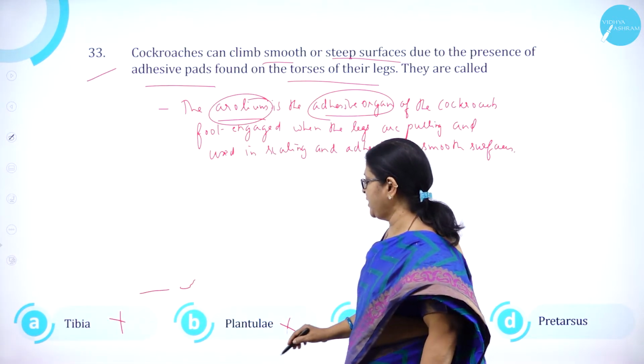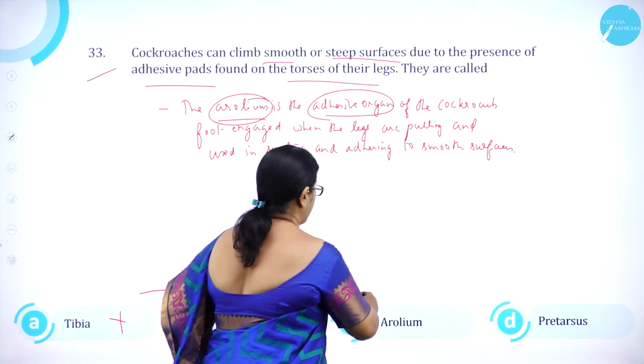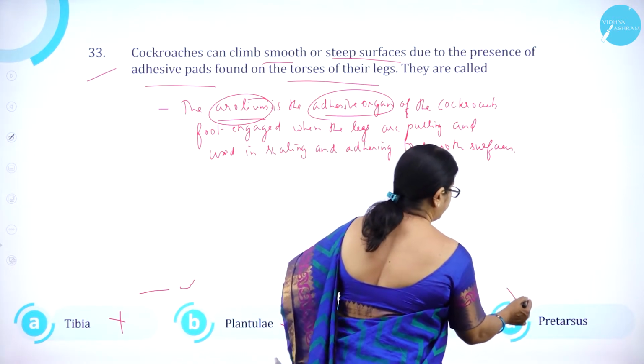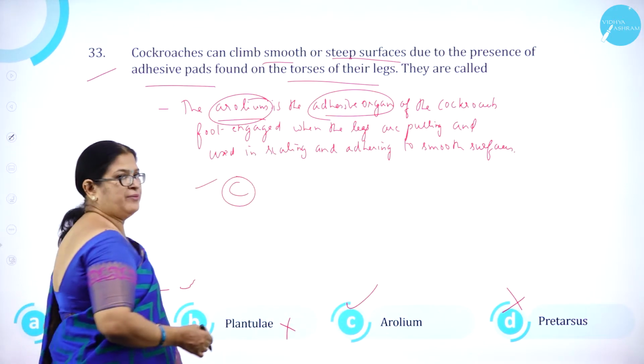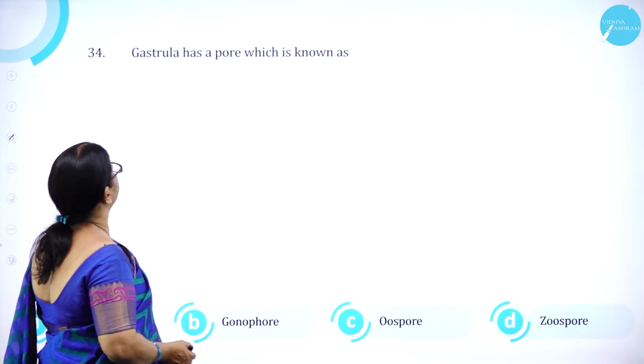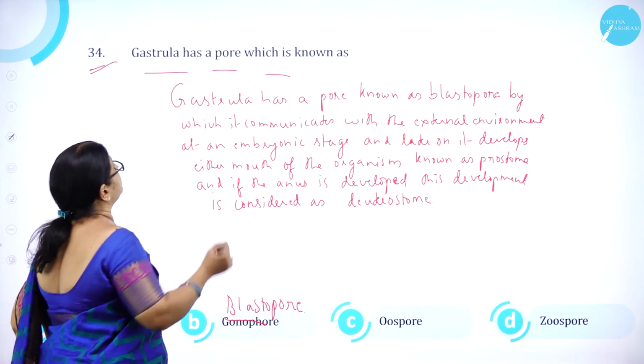So, option A, tibia, is wrong. Option B, plantulae, is wrong. Option C, arolium, is correct. And option D, pretarsus, is wrong. So, option arolium is the correct answer. Moving on to question number 34.